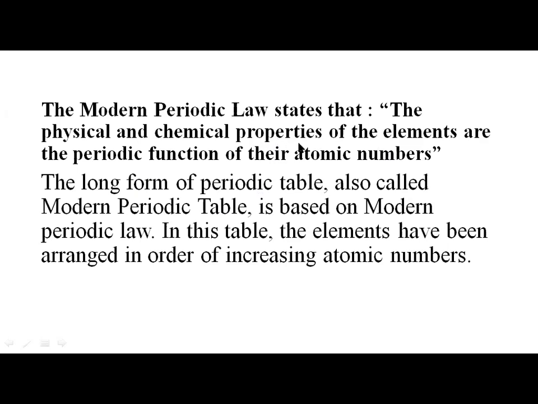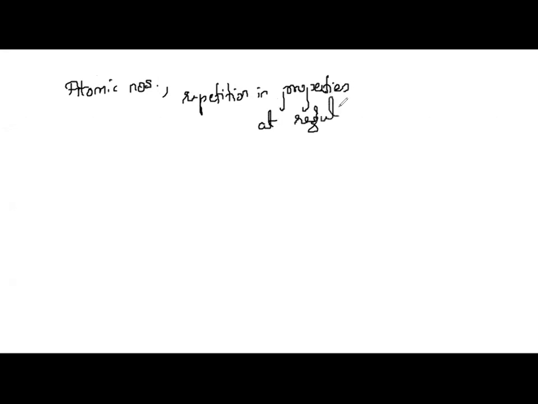Thus Moseley, what did he do? He modified Mendeleev's periodic law by stating this law. He said, when you arrange the elements in the increasing order of atomic numbers, there is repetition in the physical and chemical properties of the elements at regular intervals of atomic numbers.